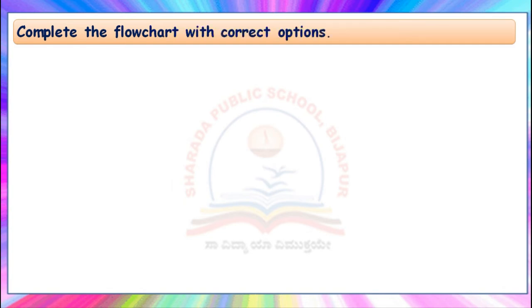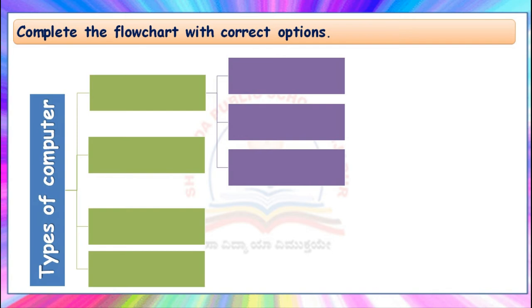Complete the flowchart with correct options. Children, here we have a flowchart on different types of computers. Children, how many types of computers are there? Yes, there are 4. Which is the first one? Yes, it is microcomputer. The remaining 3 you will write on your own.